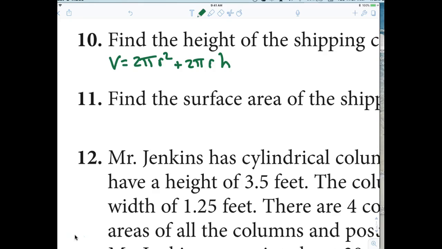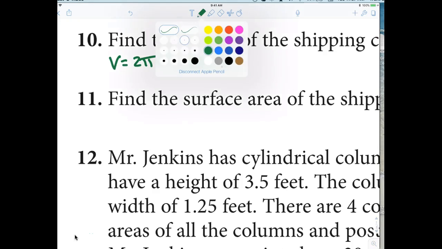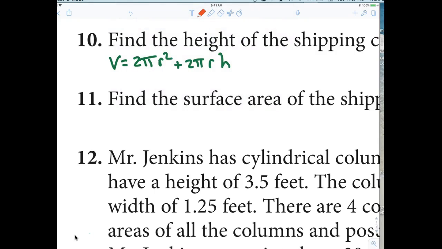All right. Now what you're doing is you're filling in what they gave you. Who can tell me what the volume of the container is? What's the volume of the container? I'm listening. Say it loud. 8,595. Is that what you said? Okay. Now, 8,595 equals 2 pi.